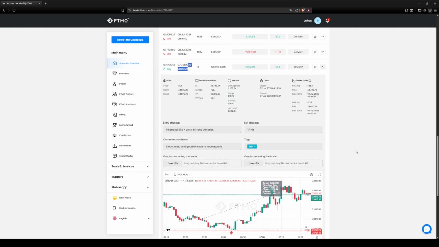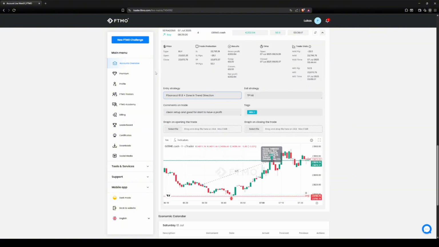And you can also see here I wrote down why I entered this trade, and you can see we had a Fibonacci 61.8 touch with a good zone in trend direction. These are my three things which I always look at.